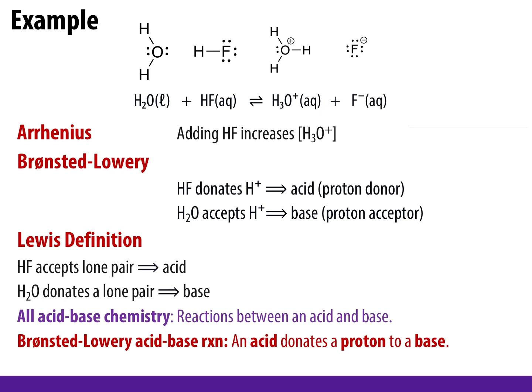And again, this example shows us some key principles of acid-base chemistry. All acid-base reactions are a reaction between an acid and a base. And according to the Bronsted-Lowry definition, every acid-base reaction is the exact same type of reaction. An acid donates a proton to a base. So as soon as I know what the reactants are and whether they're acids or bases, I can immediately predict the products of this reaction. HF needs to donate a proton, so HF loses an H+ and H2O gains an H+.